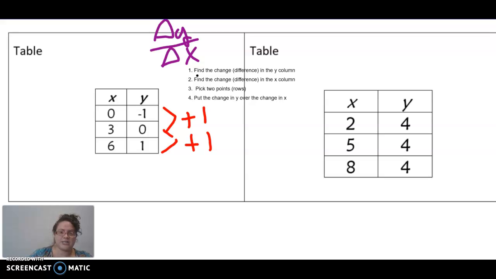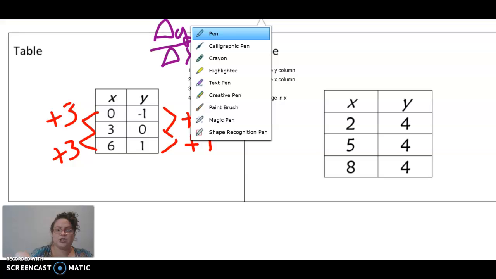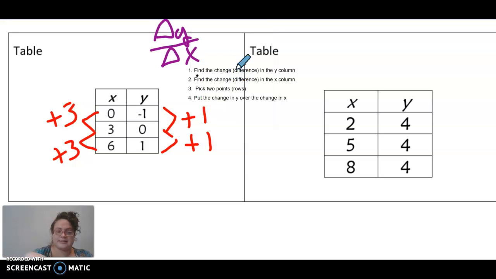Now that's step 1. Now we find the change in the x column, 0 to 3. So what's 3 minus 0? 3, +3. And the change from 3 to 6, we would do 6 minus 3. 6 minus 3 is 3, +3. Now that we've done that, we want to pick 2 rows or 2 points. So let's go ahead and pick these first 2 rows. So we get +1 and +3.